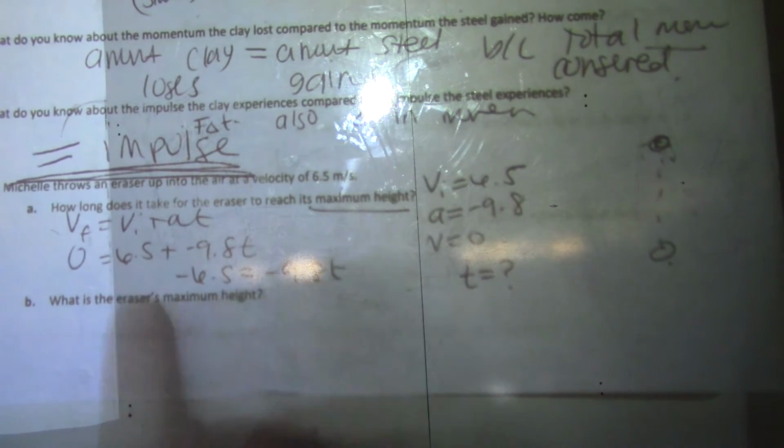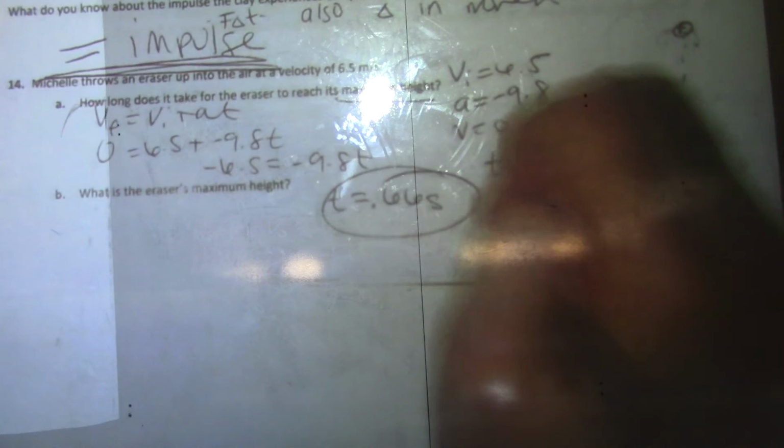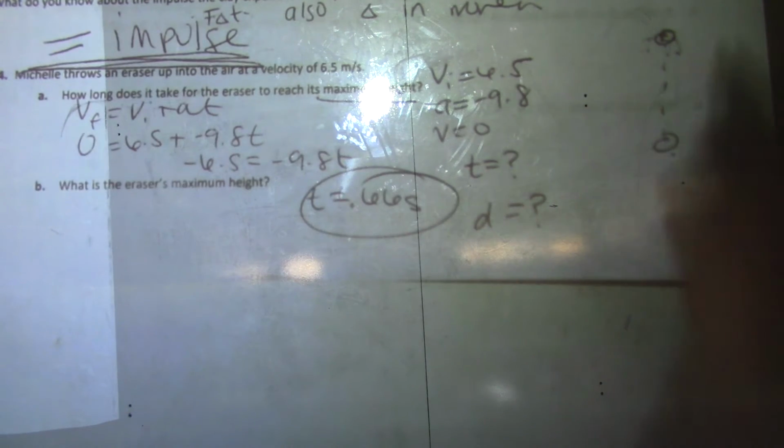Now I'm going to divide the 9.8 over. That gives me a time of about 0.66 seconds. All right, B is asking for the actual maximum height. Now I'm looking for the distance traveled. You can use either equation now because you have everything except for distance.